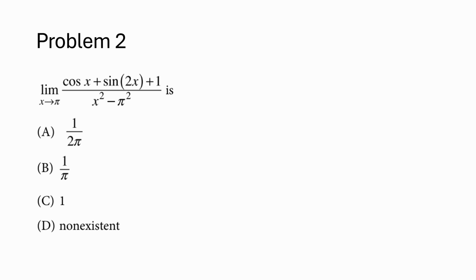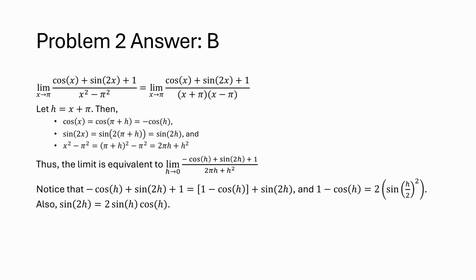Problem 2: the limit as x goes to pi of cosine x plus sine of 2x plus 1, everything over x squared minus pi squared is: A, 1 over 2 pi; B, 1 over pi; C, 1; or D, non-existent. Pause the video if necessary and solve it. Okay, if you learn more calculus, there is a concept called L'Hopital's rule, which will be explored in the next lecture. But since we did not learn that yet, let's use trigonometric identities to solve this problem.